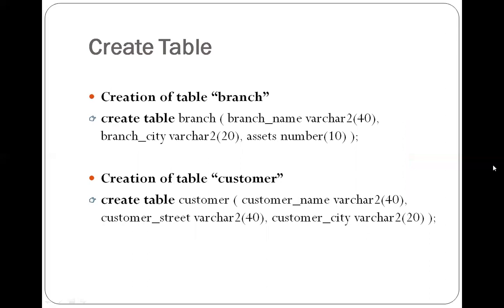Now start with the create command. So how to create a table using the create command? Now if we are creating the branch table, so there are three attributes: branch name, branch city, asset. So how to create that table?